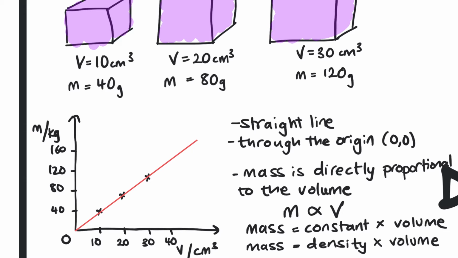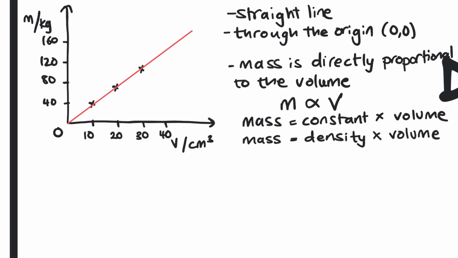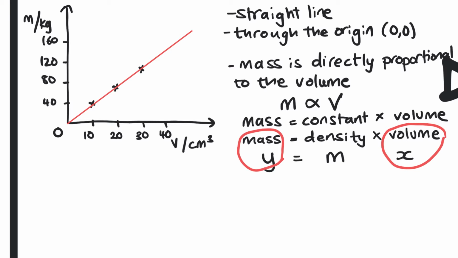Now we could actually calculate what the density of this material is from the graph that we've plotted. The equation that we've got now, where we have mass is equal to density times volume, follows the layout for a straight line. And the standard equation for a straight line is y is equal to mx. So if we plot the mass on the y-axis, which we have done, and the volume on the x-axis, which again we have done, then the gradient of the graph would tell us the density.